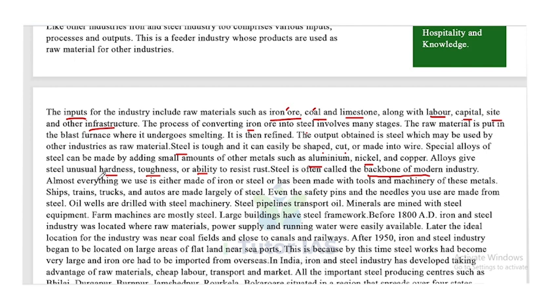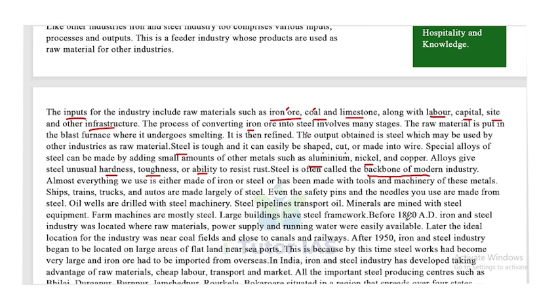Now, almost everything we use is either made of iron or steel, or has been made with the tools and machinery of these metals. Ships, trains, trucks and autos are made largely of steel. Even the safety pins and the needles you use are made from steel. Oil wells are drilled with steel machinery. Steel pipelines transport oil. Minerals are mined with steel equipment. Farm machines are mostly steel. Large buildings have steel framework.